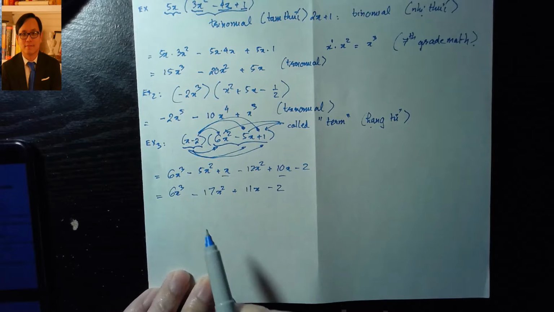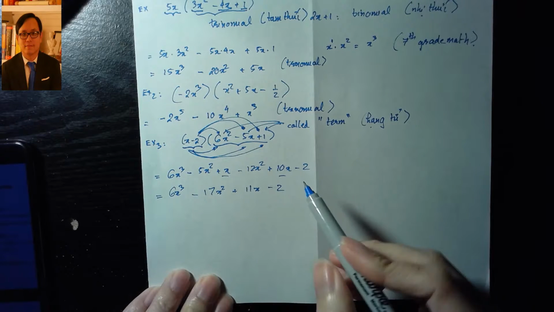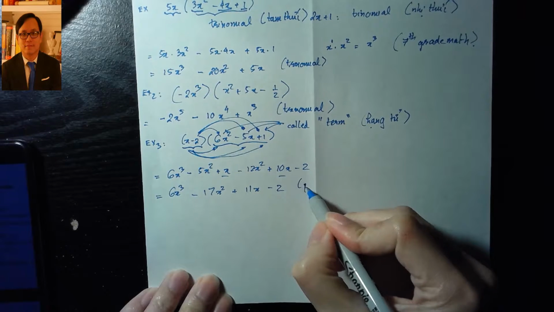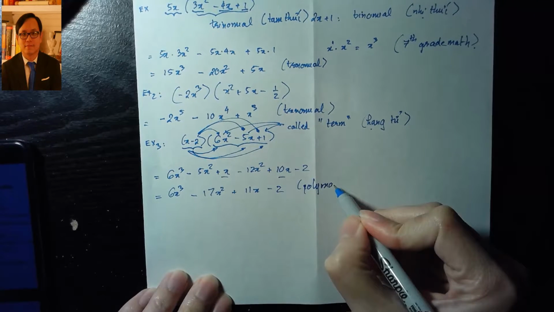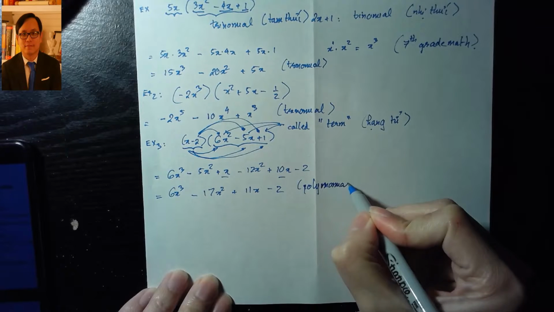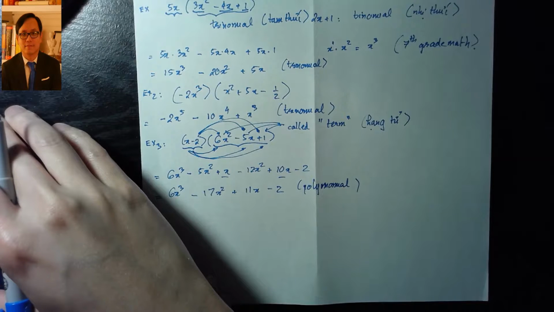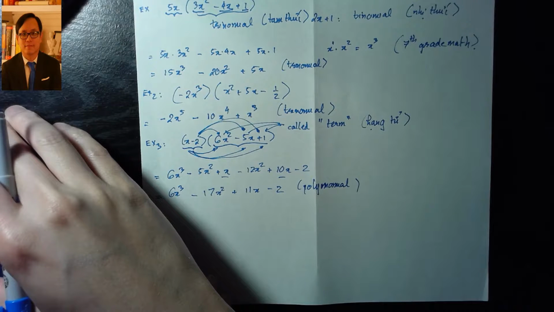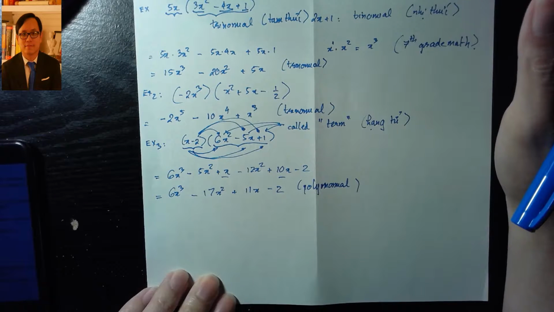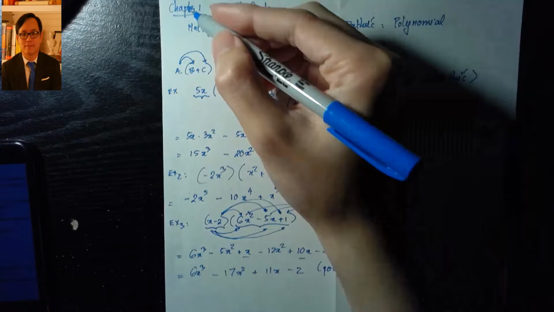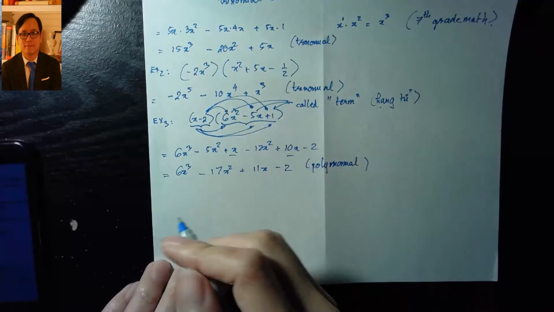So this is more than 3 terms. Let me call it a polynomial. They have a specific name for that, but it is just a polynomial. Okay. So on the next section, I'm going to show you how to divide polynomials. So this is the first section. Okay. This is the second section.